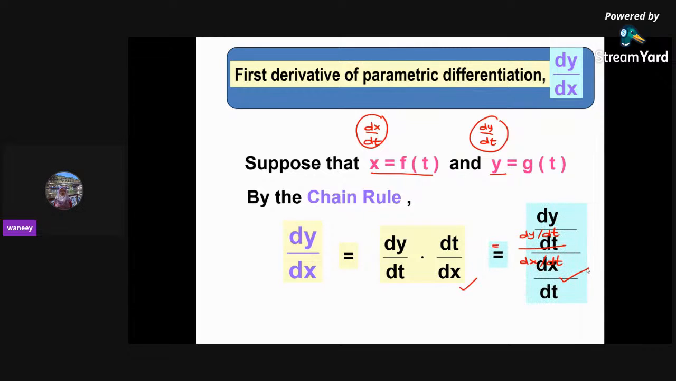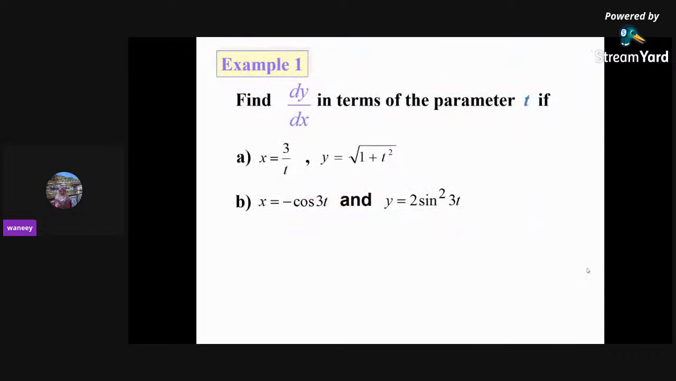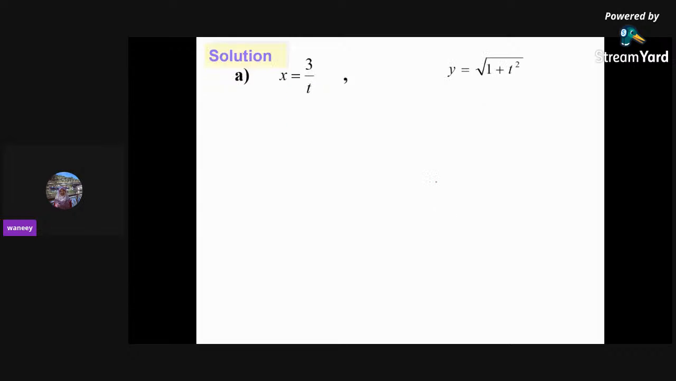Okay, so now find dy over dx in terms of the parameter t if x is equal to 3 over t, y is equal to the square root of 1 plus t squared. For this one, x is equal to negative cos of 3t and y is equal to 2 sine squared 3t. Okay, so let us go to the first one.